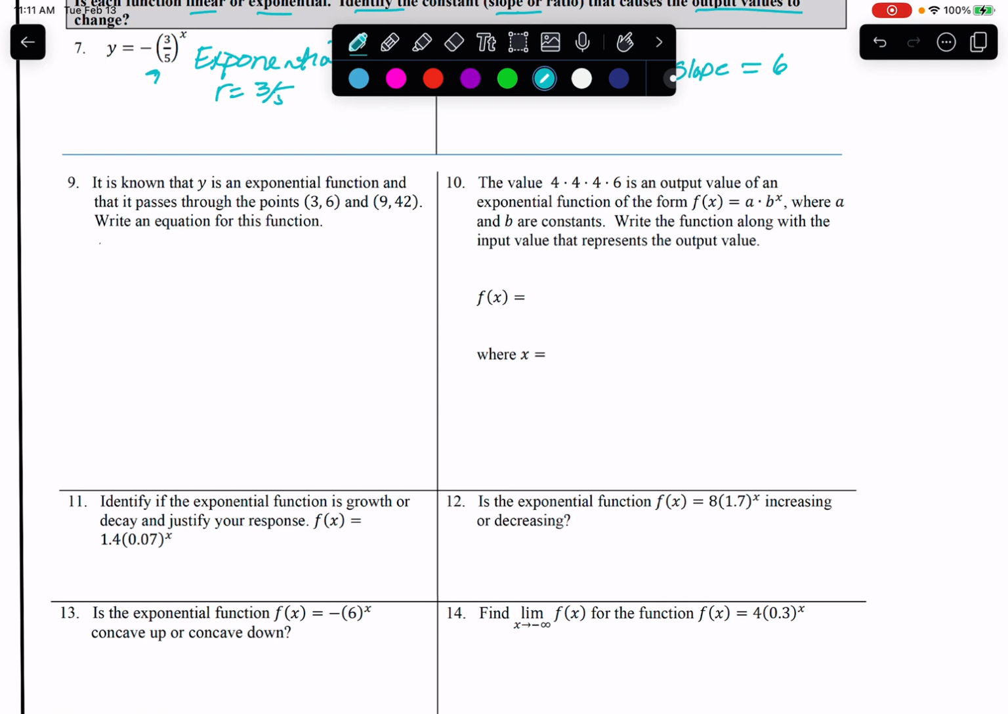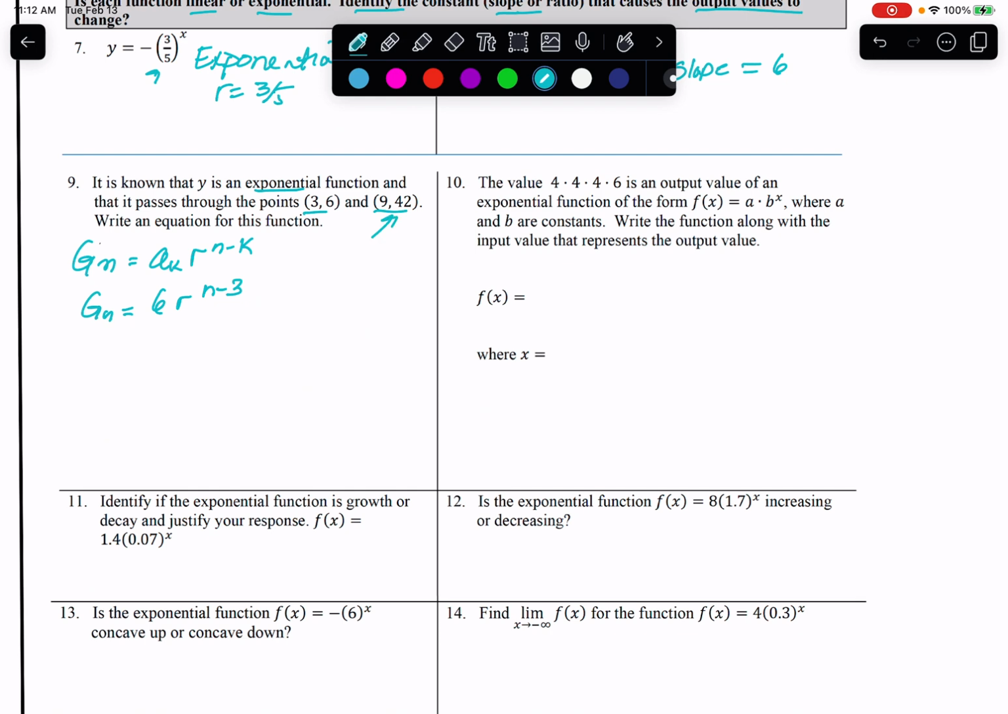It's known that y is an exponential function and it passes through these 2 points. Write an equation for the function. All right, the easiest way is to use the formula for a geometric sequence. So we're going to use g sub n equals a sub k times r to the n minus k. And we can start with either point, but we'll just start with the 3, 6. So g sub n is equal to 6 r to the n minus 3.